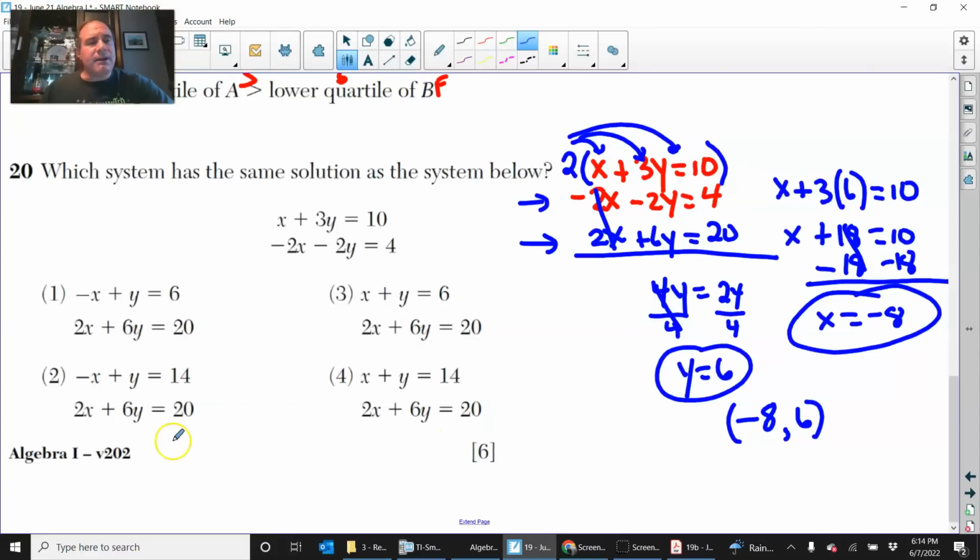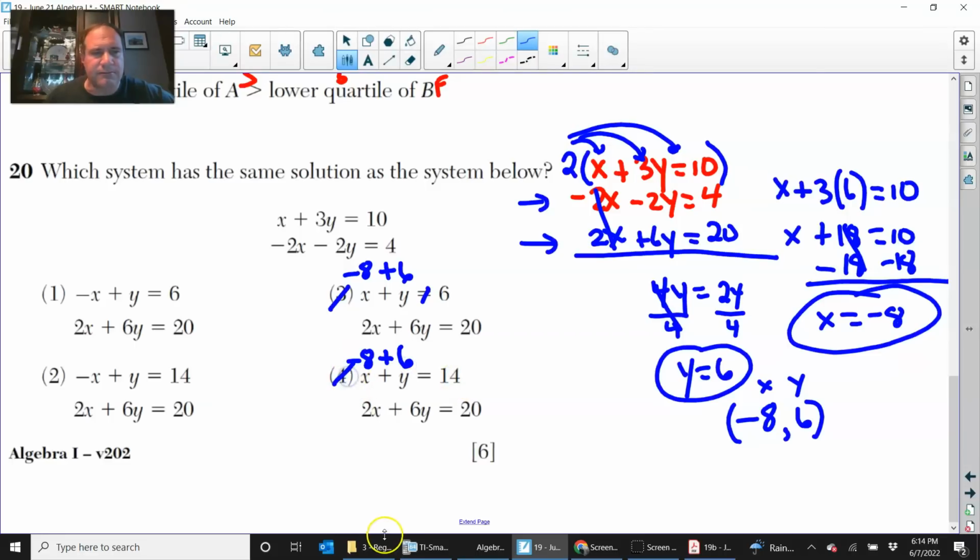All right, so now I'm going to substitute these into here. Just remember, I'm going to go to this one first, because see this x plus y equals 6, I could just put -8 plus 6, because my x is -8 and the y is 6. -8 plus 6 does not equal 6, so 3 is out. And then I'll do the same thing with this one. -8 plus 6 does not equal 14, that's out.